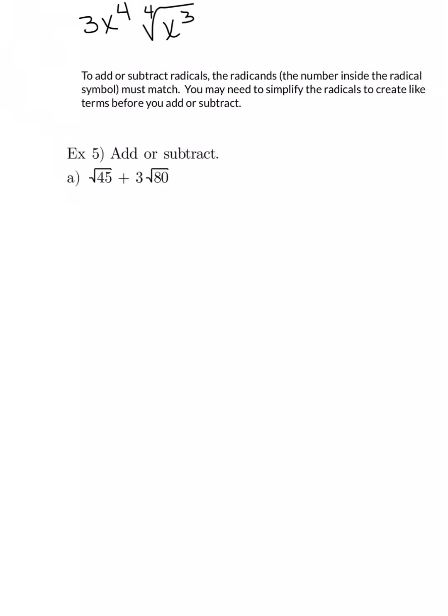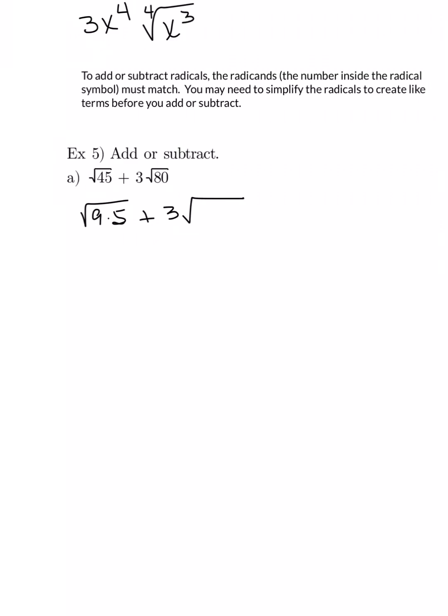We're being asked to add the square root of 45 and 3 square root of 80. We can't add these as they are because the radicals do not match. They're not alike. So we're going to simplify each radical and see what we come up with. The square root of 45 simplifies to be the square root of 9 times 5. We're going to leave the 3 on the front.